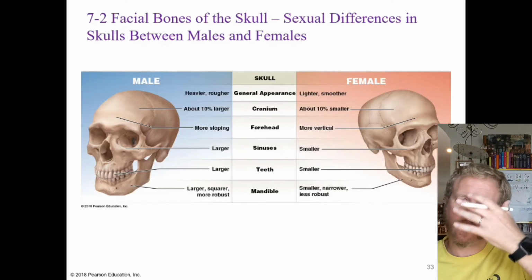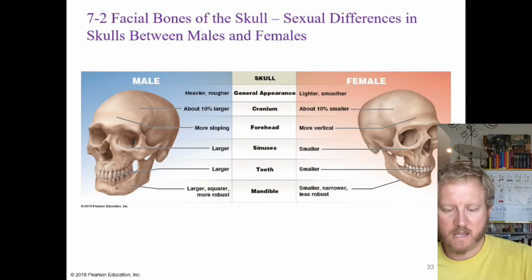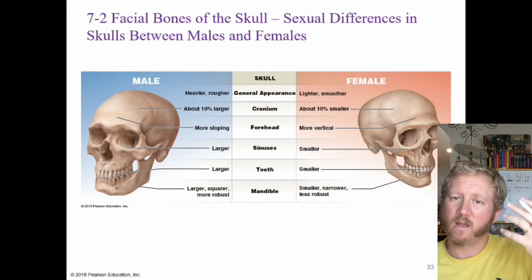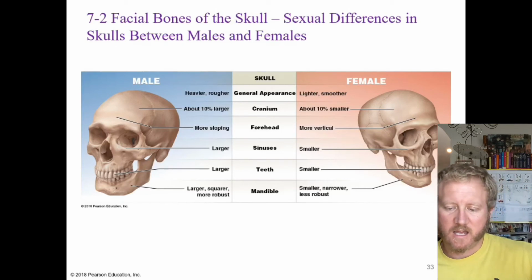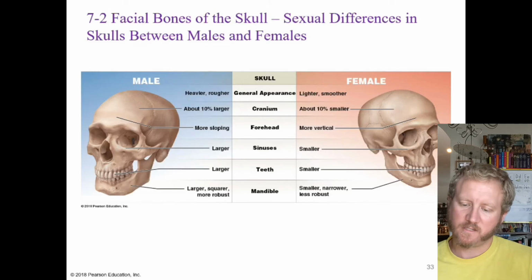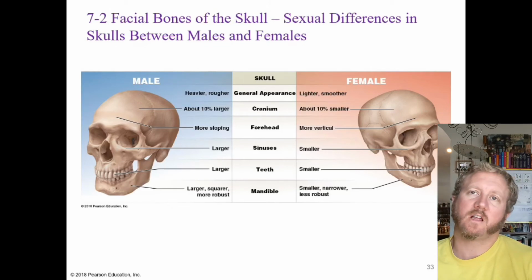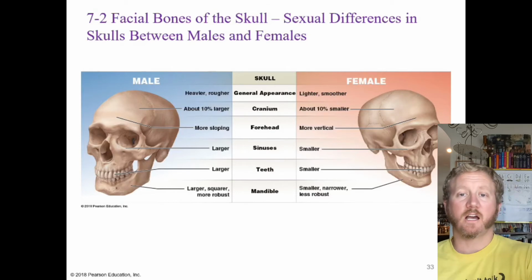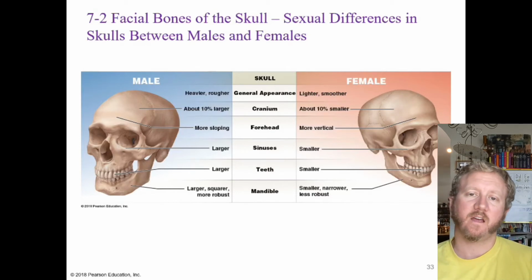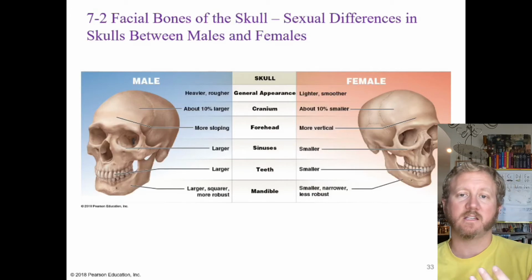Forehead is more vertical instead of sloping in females, smaller sinuses, smaller teeth. That's going to coincide with an overall smaller skull size, a smaller, narrower mandible, whereas in males, it's the opposite. And so, medically speaking, there's a lot of, you can tell archaeologically, forensically, you can determine the sex of human remains based on the size of the skull.